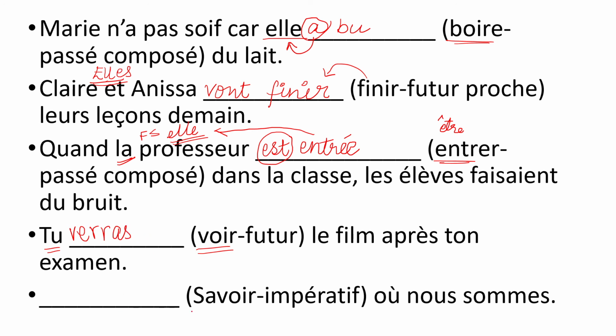Okay, and the last one is savoir, which has to be put into the imperative. The clue is pretty straightforward here. It is given to you that you have to put it in nous. Okay, the nous form in the imperative. So savoir, être, avoir, savoir are the three which have irregular roots in the imperative. Okay, so you have to learn these three by heart. You have to take it according to the nous form. So it is sachons. Okay, sachons où nous sommes.